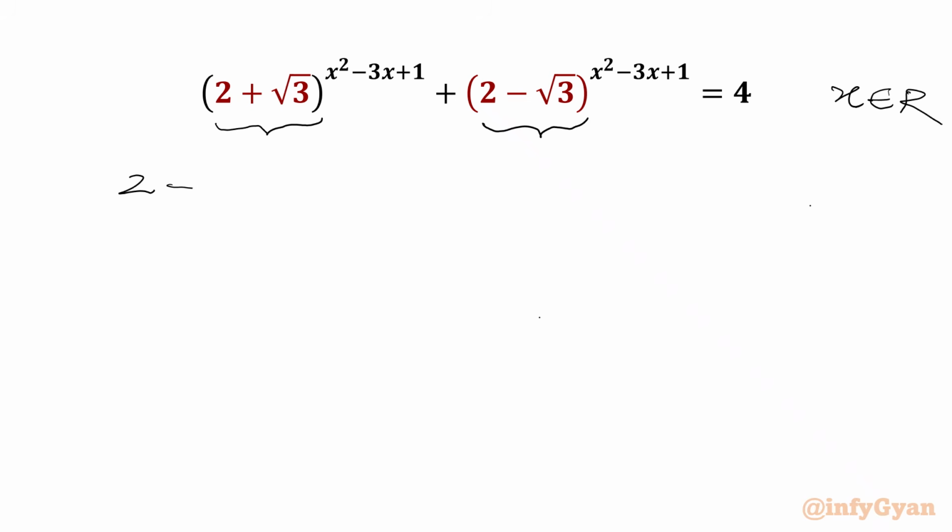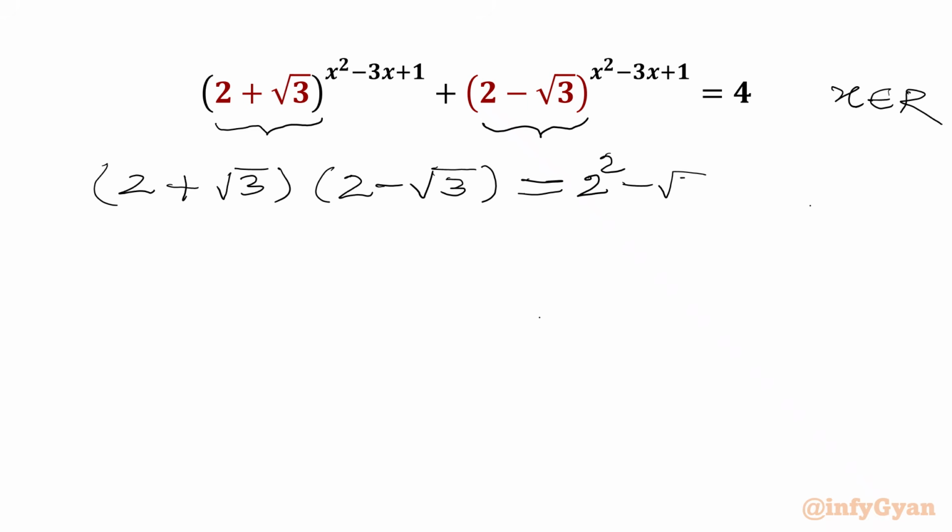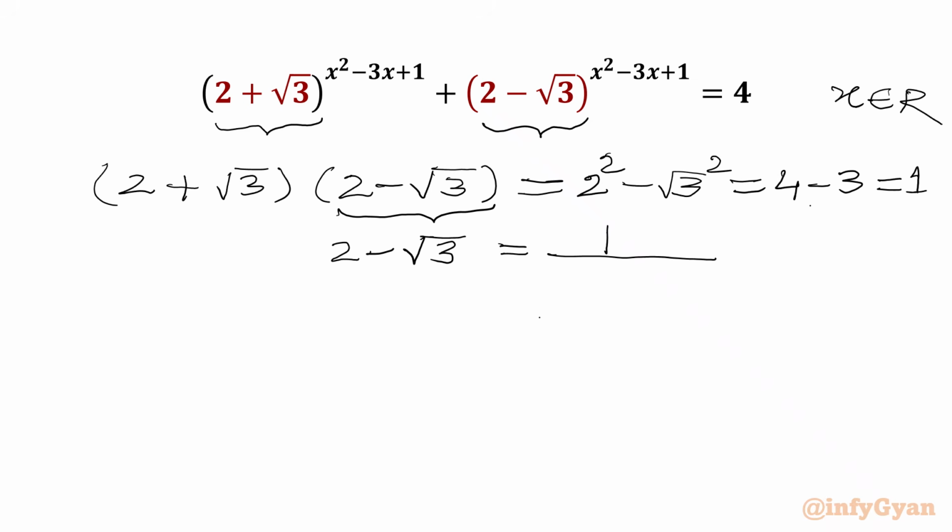Let's multiply both. So 2 plus square root 3 times 2 minus square root 3. A plus b times a minus b is a square minus b square, which will be equal to 4 minus 3, and it is equal to 1. So from this result we can find out 2 minus square root 3 in terms of 2 plus square root 3 will be 1 over 2 plus square root 3.